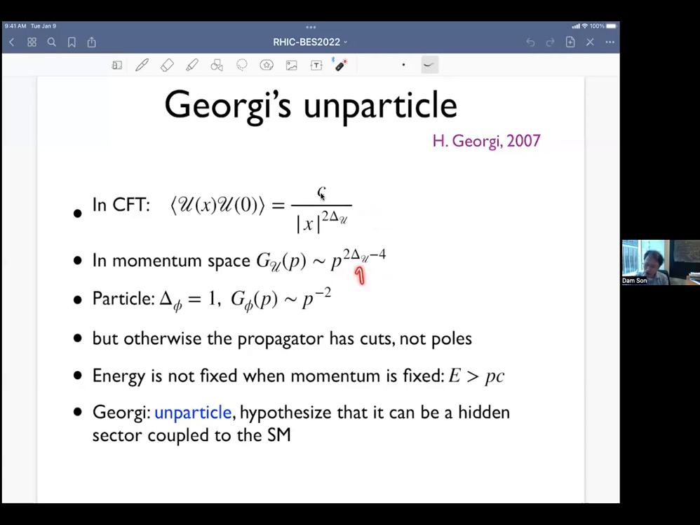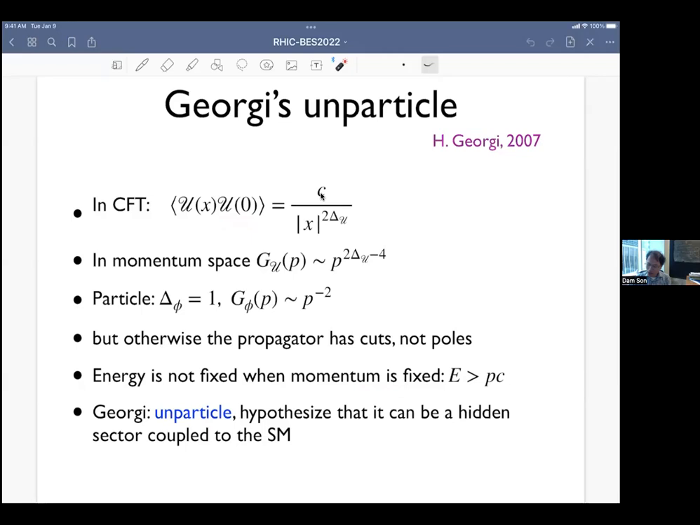If the dimension of the operator is 1, then the propagator is the same as the propagator of a free particle. A free particle has dimension 1, of course. But if the dimension of the operator is a general number, not 1, then the propagator in general would have cuts, not poles. They have cuts that go from 0 to infinity. And that means that this operator U doesn't create a particle, but it creates some kind of excitation whose energy is not fixed even when the total momentum is fixed.